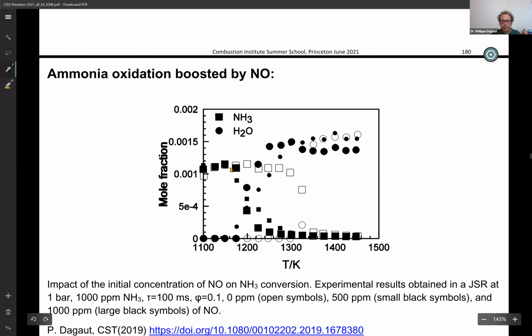And then if you introduce 500 ppm of NO in the system, what you can see is that the reaction of oxidation of ammonia starts much earlier. Here we are at 1200, there we are at 1300, so it's 100 Kelvin less. So NO has a strong effect on the rate of consumption of ammonia. And I don't think this kind of result was observed before we did the experiments. Maybe it was observed, but not reported.